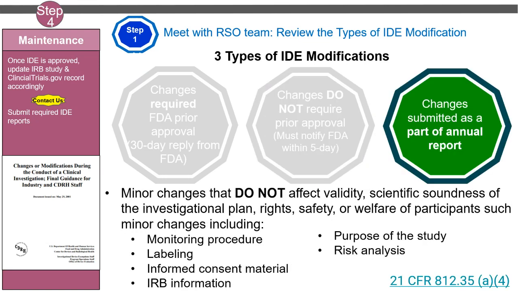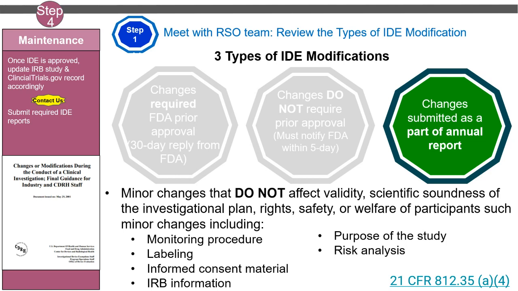Governed by yet another set of regulations, the third category of amendment submission is associated with the IDE annual or progress report. It will cover scenarios not affecting the scientific soundness of the investigational plan, in addition to the subject's rights, safety, or welfare. These are typically only minor changes.